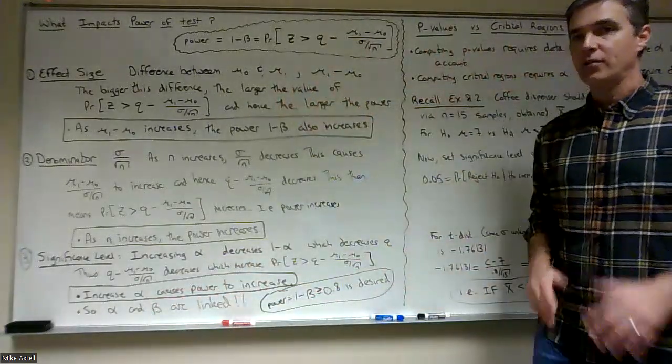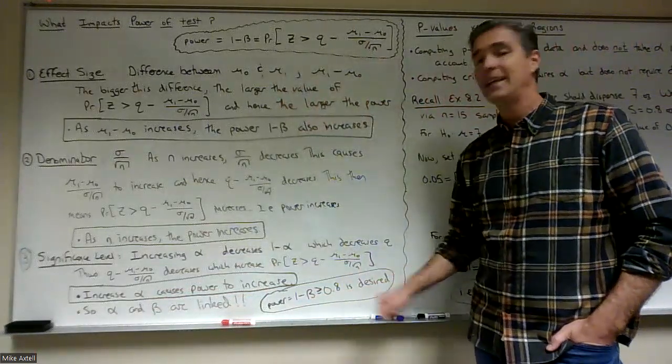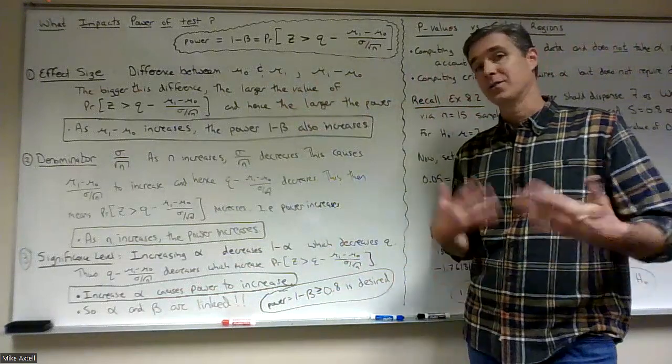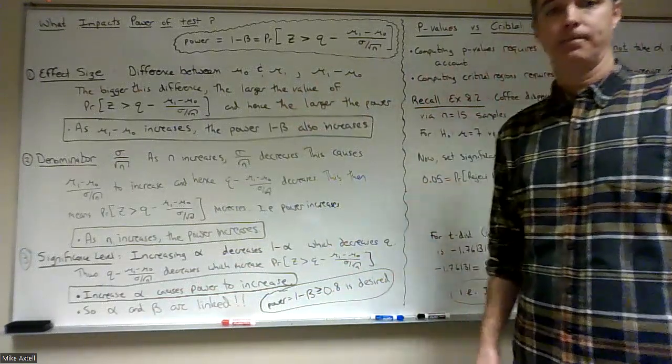Now, in general, statisticians seem to enjoy having a power that's at least 0.8. Okay, so that's sort of like the threshold for a good statistical test would have that kind of a power.